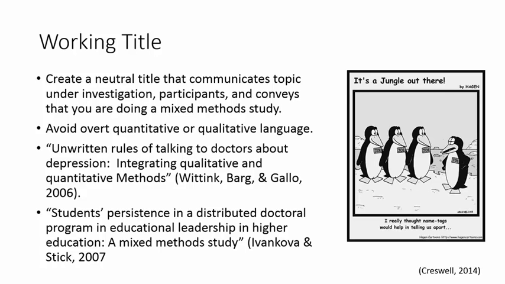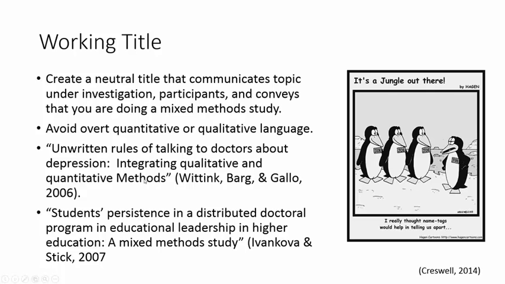His advice is to try to create a neutral title, right? That's obviously going to communicate the topic that you're interested in, maybe something about the participants, and at the same time you're trying to convey that this is a mixed methods study. His advice would be to avoid overt quantitative or qualitative language within the title. So you might just give us something about the topic itself, and then say something about the fact that this is mixed methods or looking at both qualitative and quantitative data.